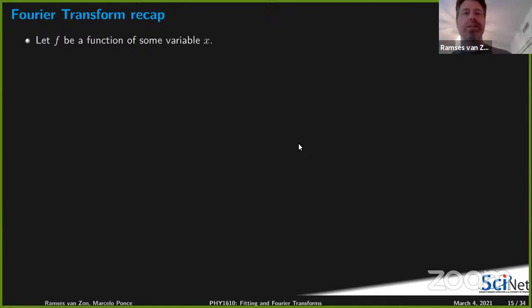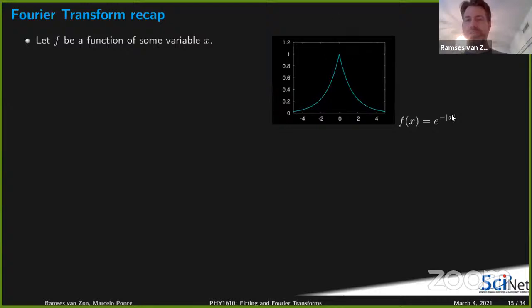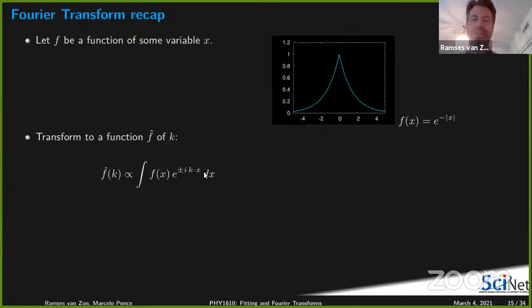What are Fourier transforms again? Suppose we have a function f of some variable x. Here's one function. This happens to be the function e to the minus absolute value of x. x is plotted here. This is the function f. Nice cusp. I can Fourier transform this, if I want, to a function by integrating the function, but multiplying every value by a complex number e to the ikx. Whether it's plus or minus is up to convention, it doesn't really matter as long as you stick to one. And that gives you a new function depending on k. So x is integrated from minus infinity to plus infinity, and you get a new function called f hat.